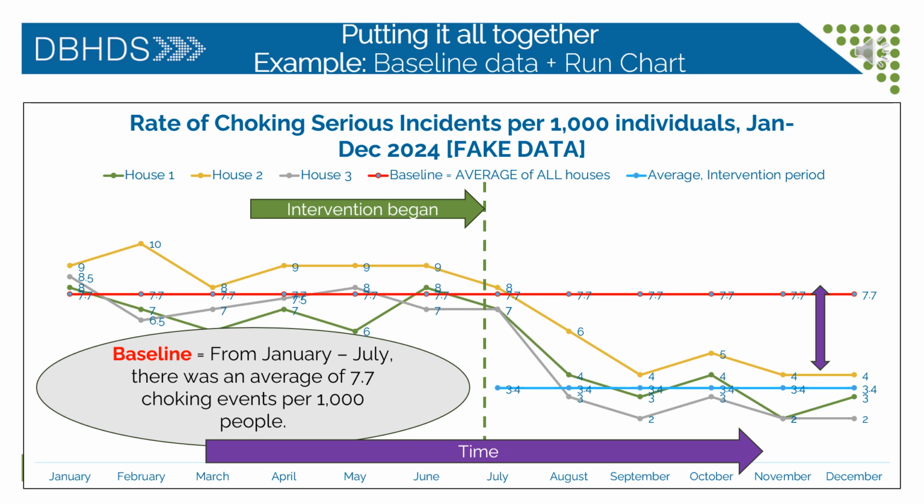They use this to set a measurable goal and objective of having 3 or fewer choking incidents per 1,000 people. They began their intervention in July and have seen a definite decrease. And so far, during their intervention period, have had an average choking result of 3.4 incidents per 1,000 people.